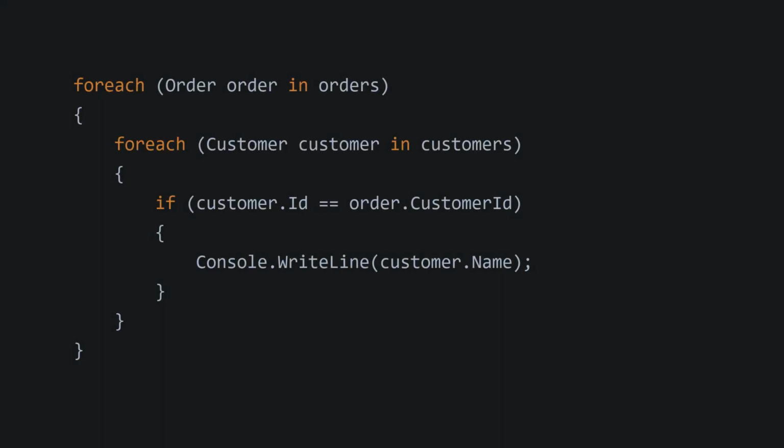Here's a piece of code I have written and reviewed more times than I would like to admit. We have a list of orders. We have a list of customers. For every order, we walk the whole customer list looking for the one whose identifier matches. It works. Every test passes. And it is quietly one of the most expensive things in the file.